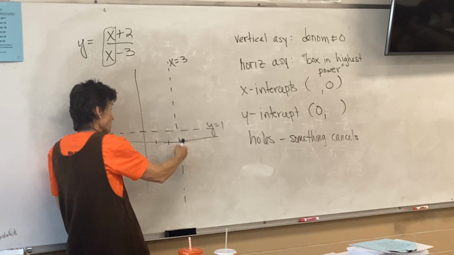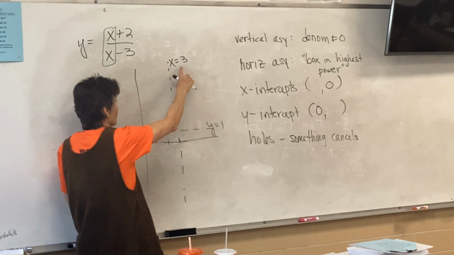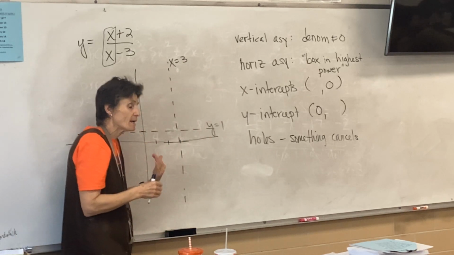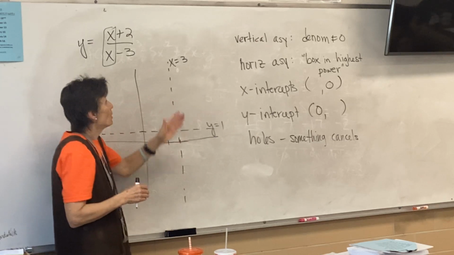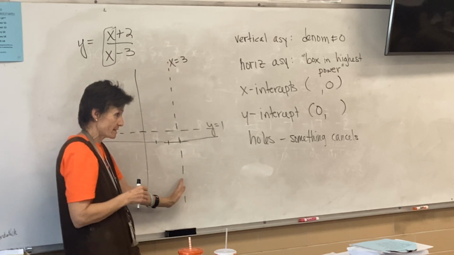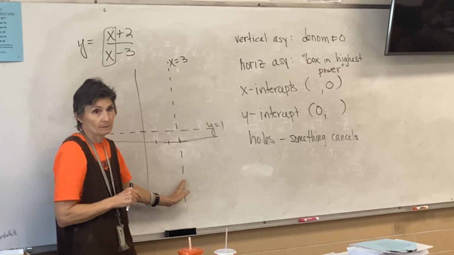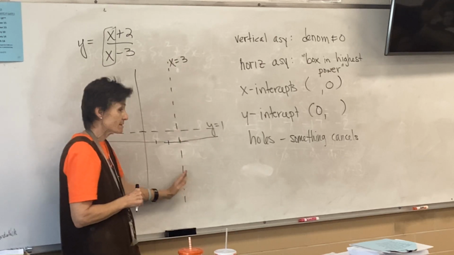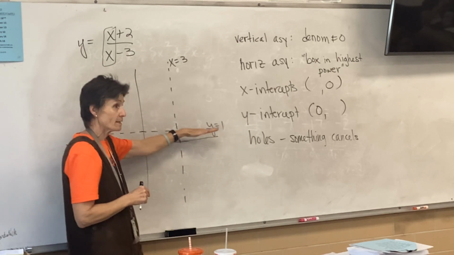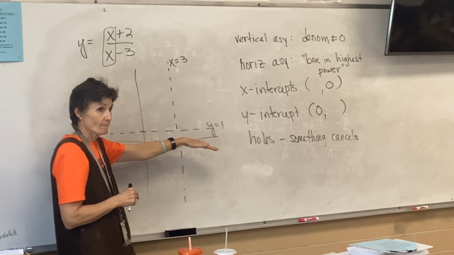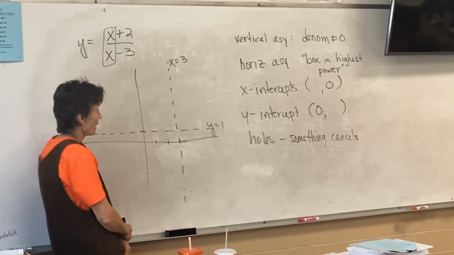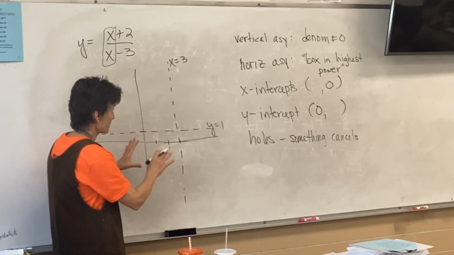Remember, we always make them dashed lines, and we always label that. And if you get confused about, okay, is it x equals or y equals, when you draw it, whatever axis it crosses is the letter. So see how this crosses the x-axis? So it's x equals. And this one is y equals. Okay? All right. Now, so this problem is going to have no holes.